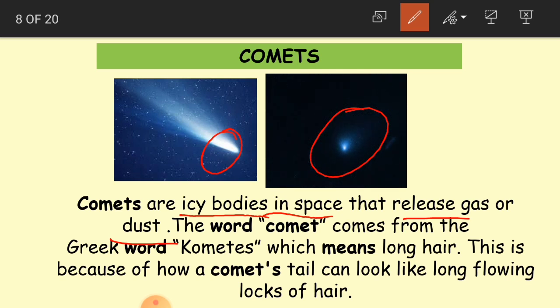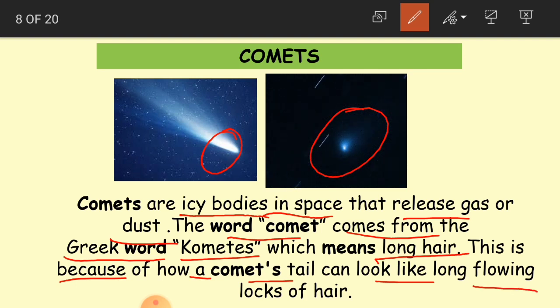And how did they get the name comet? See here one interesting fact, children. The word comet comes from the Greek word. Greek is one language, children, a foreign language. So this word comet has come from this Greek word which is known as cometus, which means long hair. Cometus means long hair in Greek language. This is because a comet's tail can look like long flowing locks of hair. See here how funny it is?